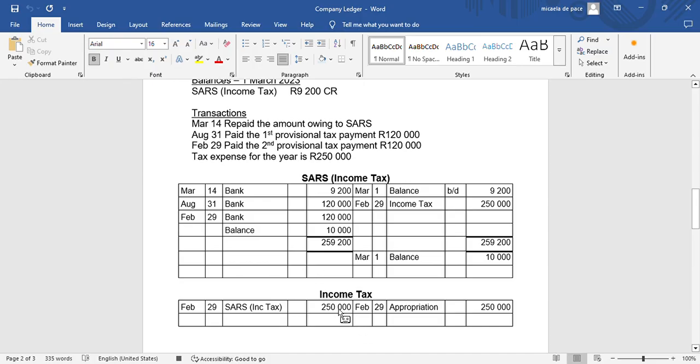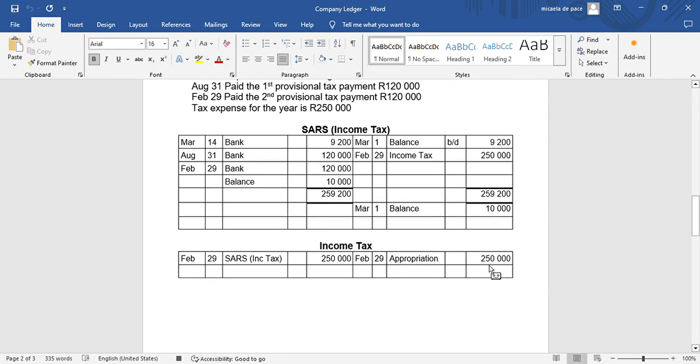After you've done your adjustment, your final step in your accounting procedure is to do your closing transfers, and income tax gets closed off to appropriation. Please note, the tax expense for the year is what ends up in the appropriation account.